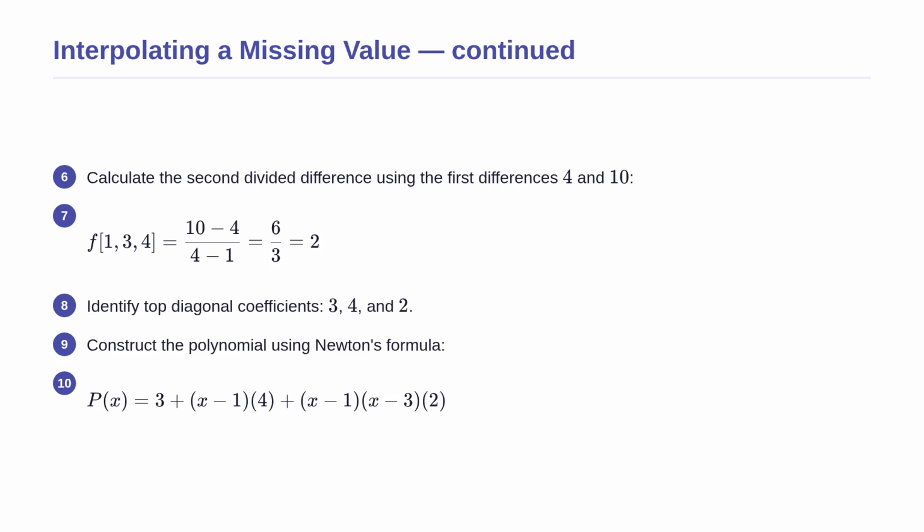Now we have our top diagonal coefficients, 3, 4 and 2. We plug these directly into Newton's general formula. This creates a custom-built polynomial equation that perfectly fits our 3 original, unevenly spaced data points.